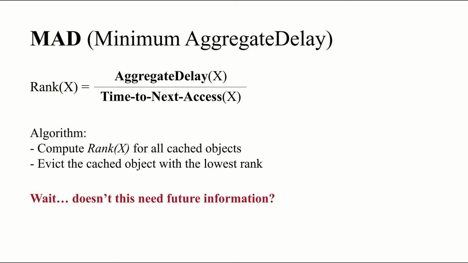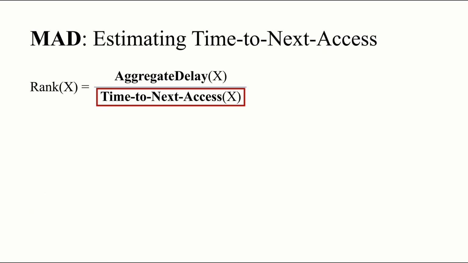There's just one final snag. Both aggregate delay and the time to next access rely on future information, which we don't have access to in the online setting. Fortunately, as a standard in caching literature, we can use the past to make predictions of the future. Let's see what this looks like.